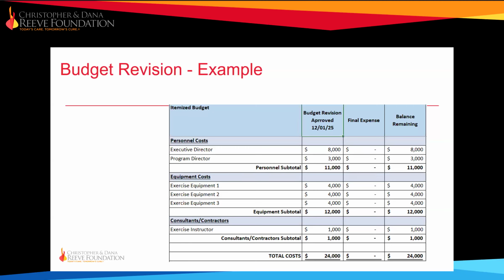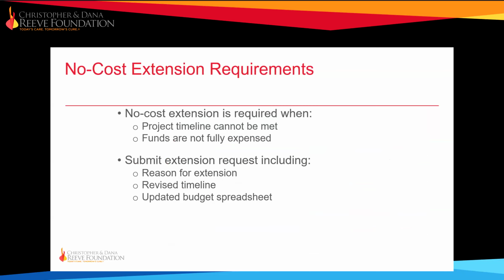Once a response like this is received and we review, both the no-cost extension and a budget revision would be issued, and the applicant would be notified, and the budget would be updated. And of course, any changes approved like that would be noted in your reporting, whether it's final or interim.